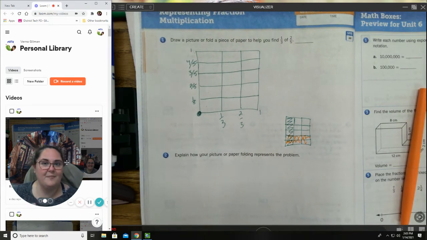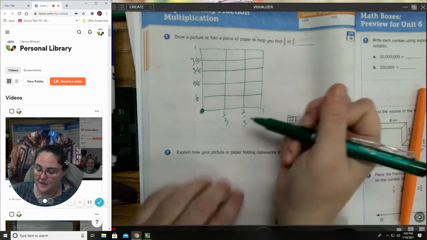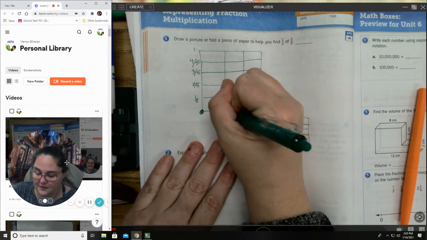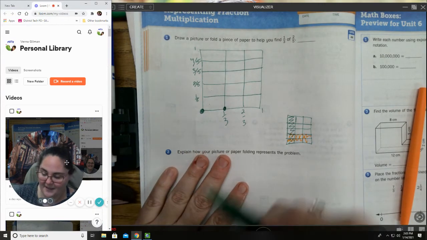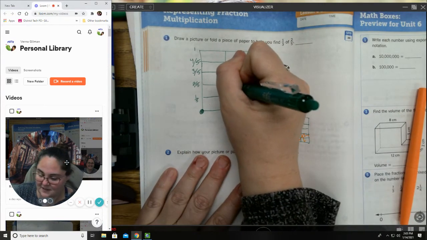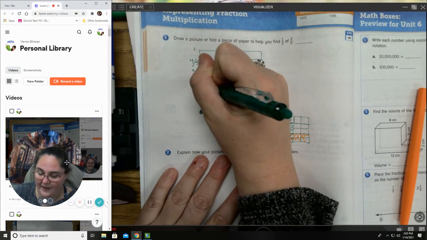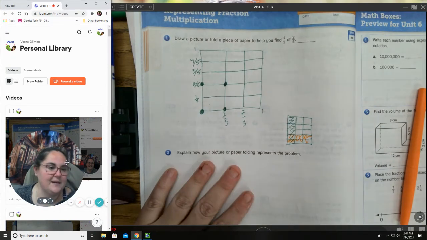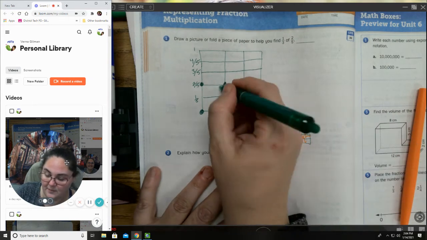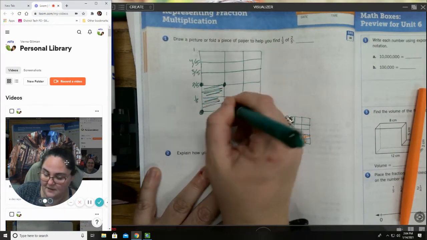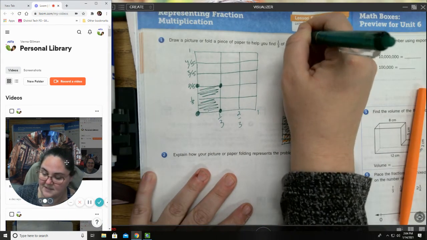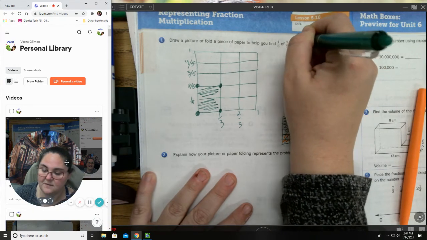I prefer area model. I think it's just easier. So I'm going to go over to 1/3. I'm going to go up to 2/5. And now I have my square. Do you see, or my rectangle? So you see what in my rectangle should be shaded? 2 pieces out of 15 total.